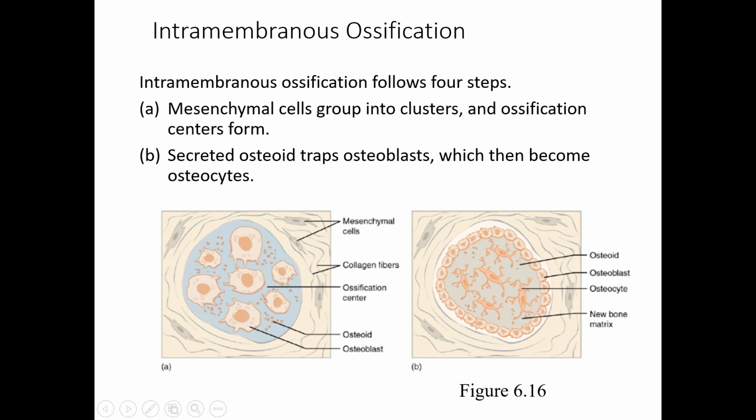Osteoblasts start producing osteoid or matrix between them. That matrix fills in the space and it's made of calcium and fibers, and osteoblasts get trapped inside and become osteocytes. There still will be osteoblasts on the periphery, on the outside of that area.